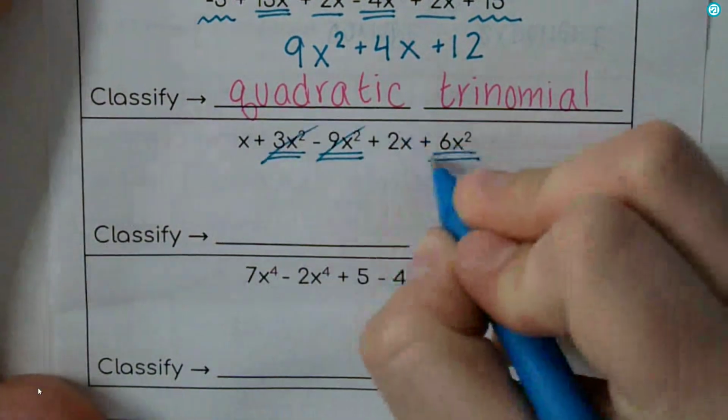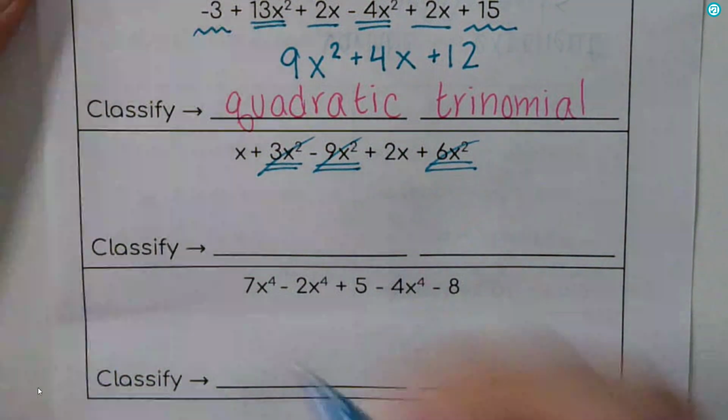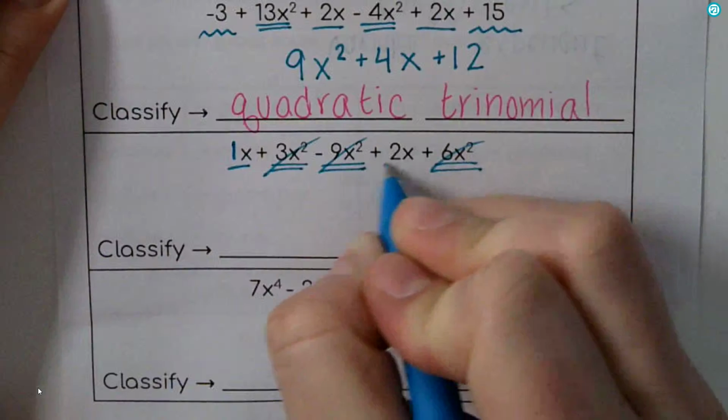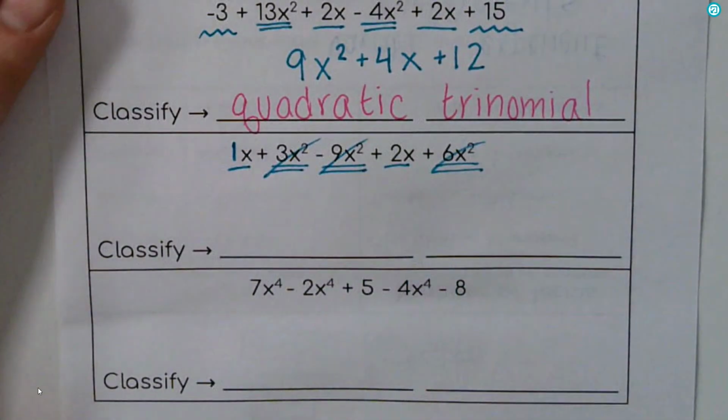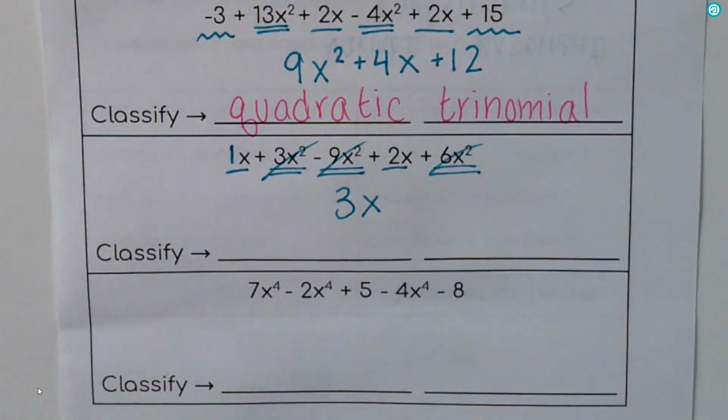If you need to mark them off so you know that you did something with them, you do not have x squared left, because if you had x squared left, that would be 1. Okay? Then we've got 1x and 2x, and they combine together to be 3x. So all that we have left is 3x. So our final answer here is 3x.